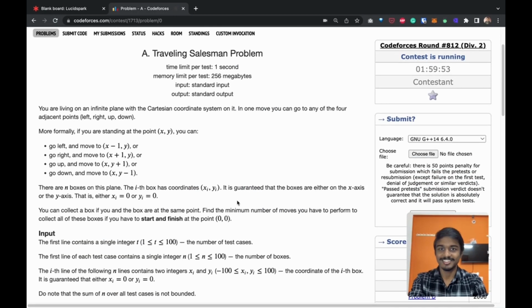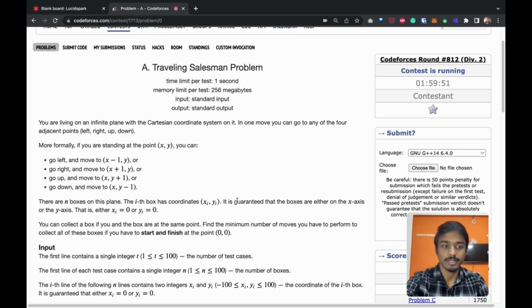Oh my god, this is the traveling salesman problem. I think I should try reducing the exposure of light. Oh, I can't help it, but I'll switch off this. Okay.